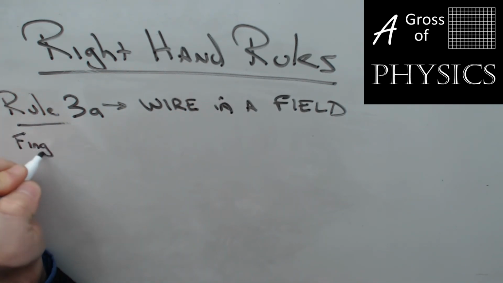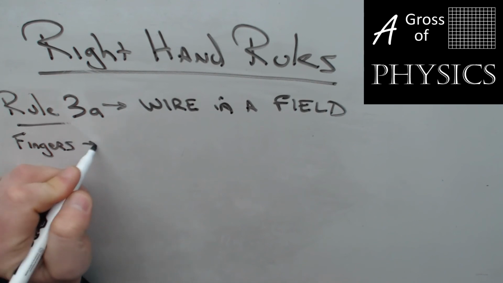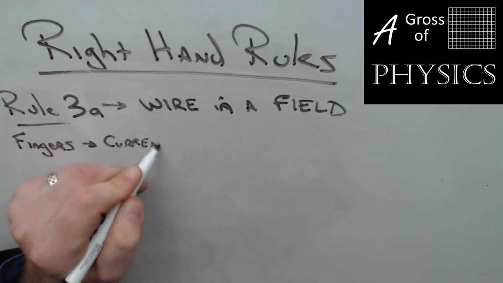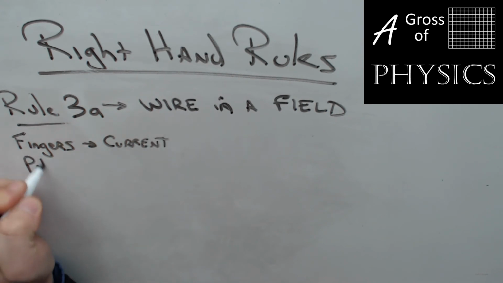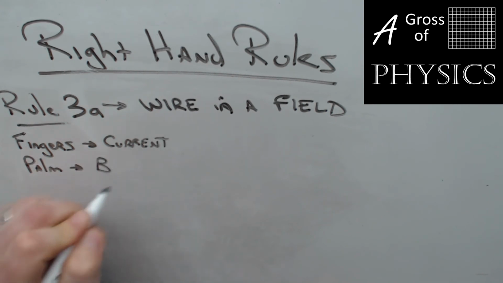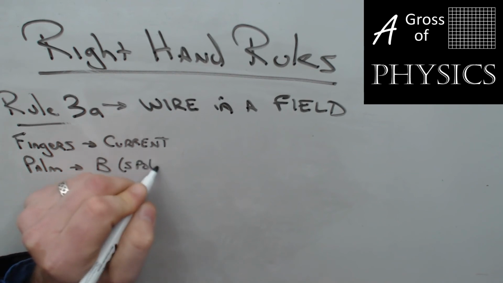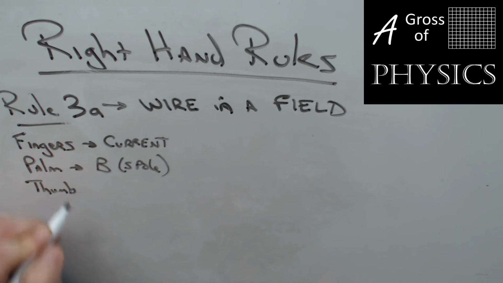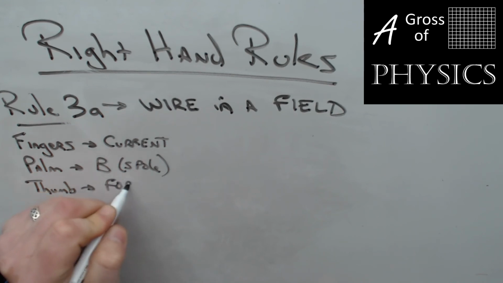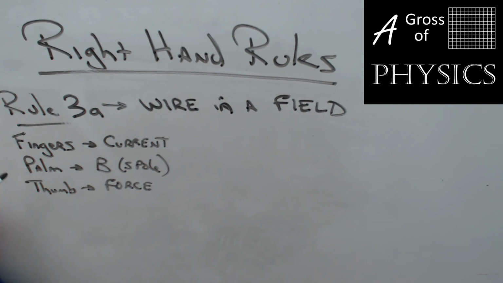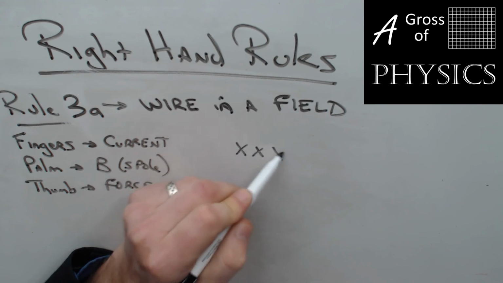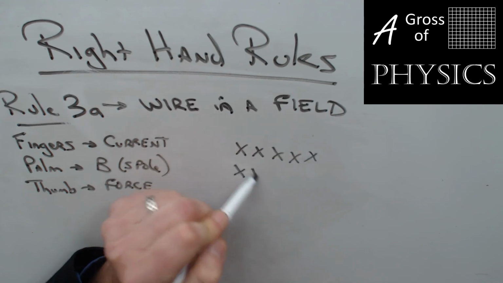And your fingers are going to be the direction of the current, so current flow. Your palm is the direction of the magnetic field, the direction of the south, and then your thumb is going to be the force. And there'll be a force on the wire itself as the current is flowing. So what we can have is a situation where maybe the magnetic field is into the page.